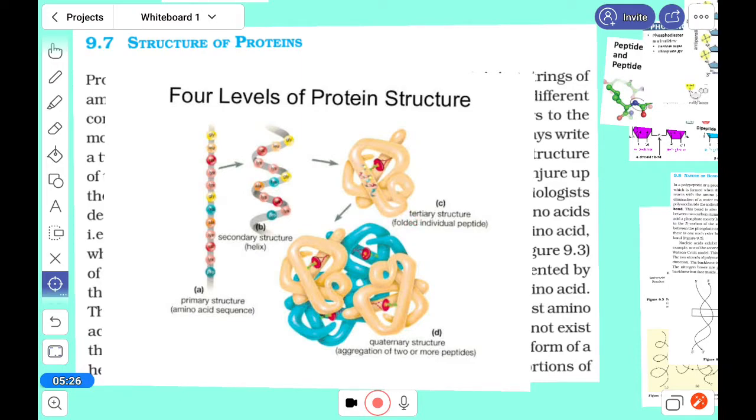Quaternary structure is the aggregation of two or more polypeptides. Here, the aggregation of multiple polypeptides, as many as 4 to 6, to form the single functioning protein is called quaternary. Suppose these are the monomers. Hemoglobin is one of the examples of the quaternary structure. It is a very complicated structure, but in these 4 forms, the proteins are available. Just know that.